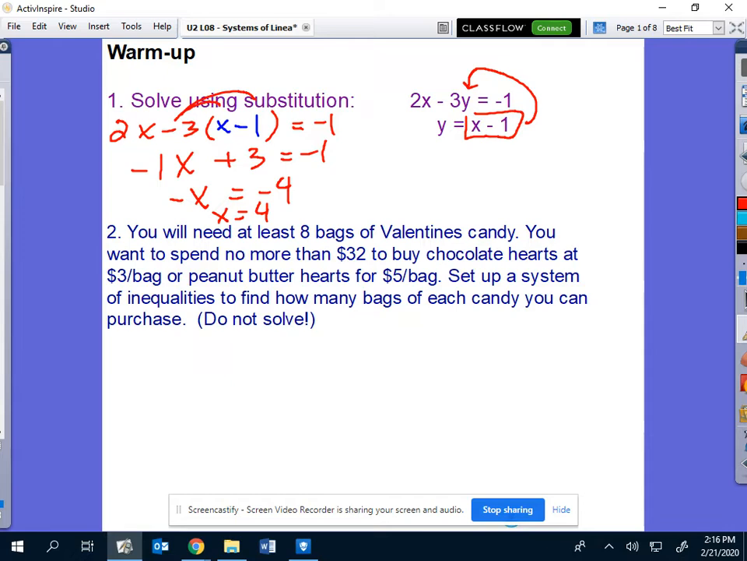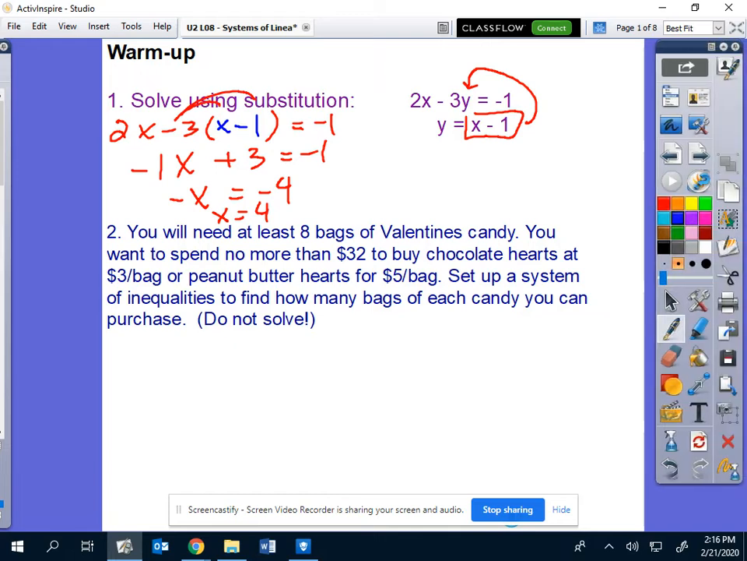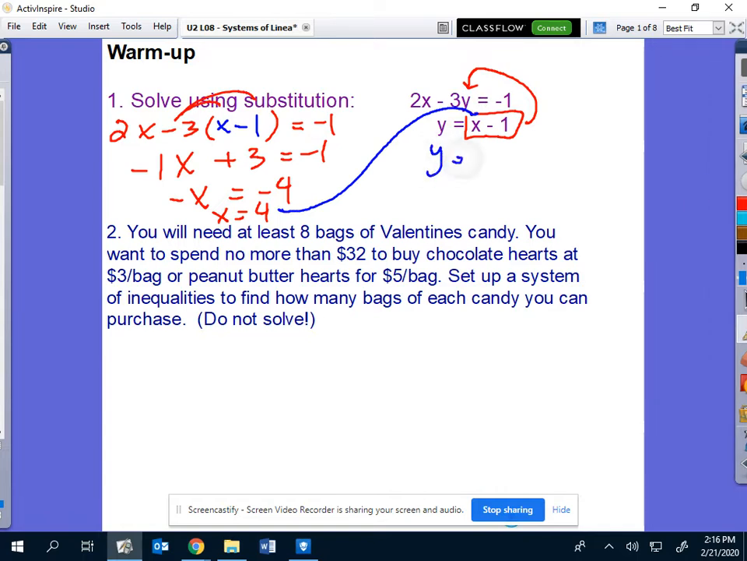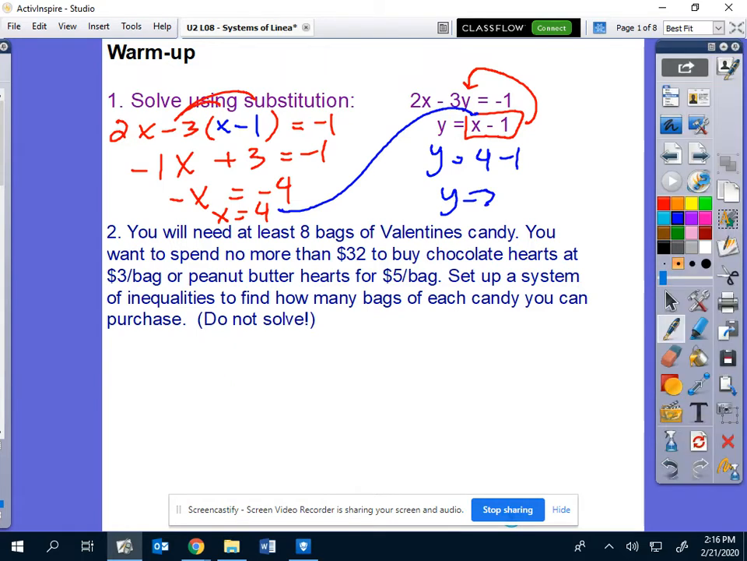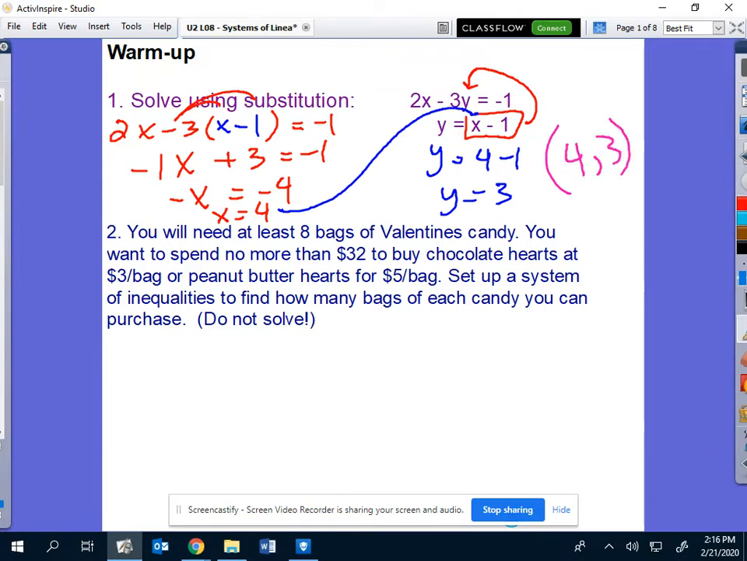So there's a few steps I'm doing there beneath the surface, but now you've got your x value. Remember, once you find x, you still have to find y, so we're going to take this 4 and plug it back in right there. So y equals 4 minus 1, so y equals 3. So remember, once you've got your solution, you want to present it as that coordinate. Your solution in this case is (4, 3).